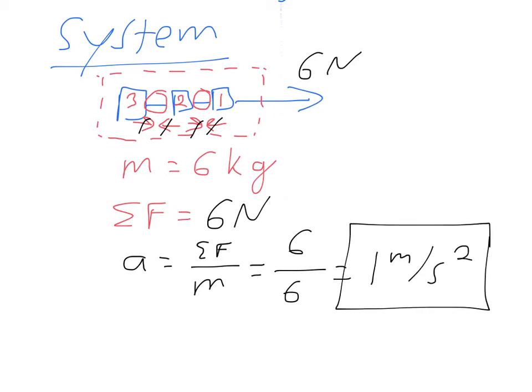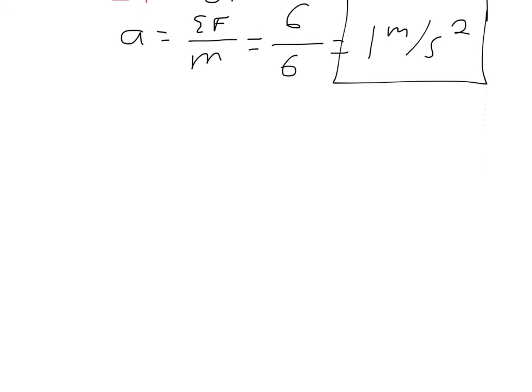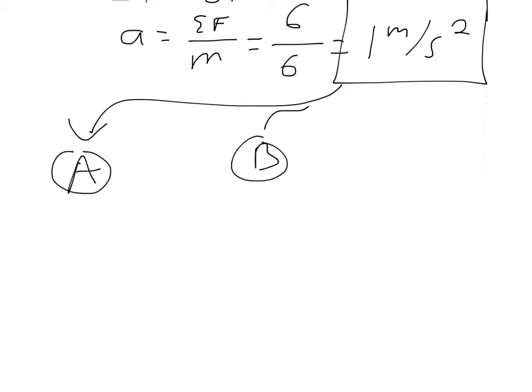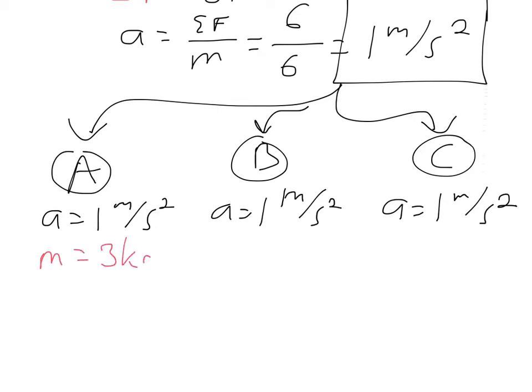Once we have the system acceleration, the other pieces fall into place pretty easily, since that system acceleration also is shared with block A and block B and block C. So all of these have to be accelerating the same, 1 meter per second squared. They each have a different mass, however. The mass of A, we said, was 3 kilograms. The mass of B was 2 kilograms. And the mass of C was 1 kilogram.